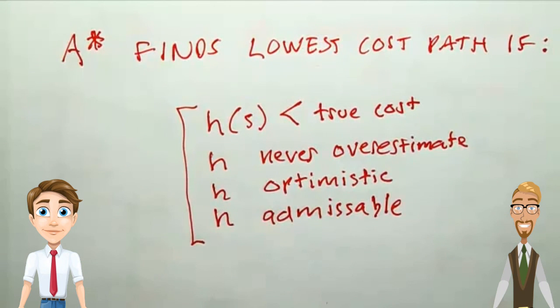The first line of this page is A star finds lowest cost path if, and there are four statements which are equivalent. First, h of s is less than true cost. Second, h never overestimates. Third, h is optimistic. And the fourth, h is admissible.